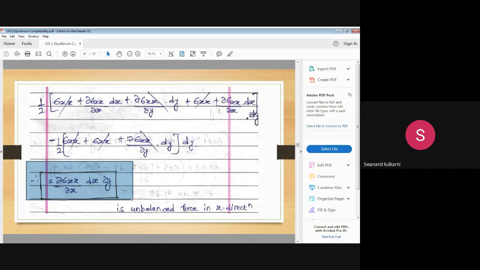Sir, dou sigma x x divided by x into dx dy. Okay, so that will be the unbalance in the x direction.